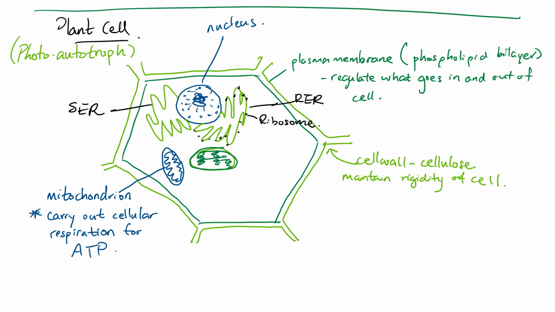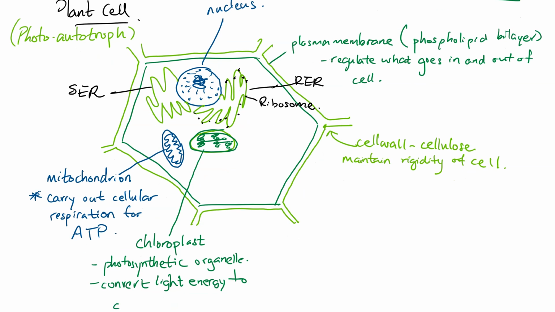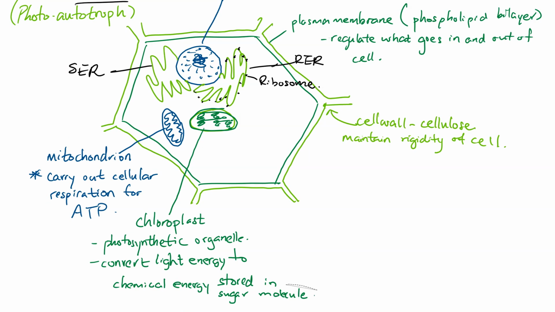And we'll go into detail on the structure of a chloroplast later. Chloroplast has a triple membrane, right? And it contains the pigment important for photosynthesis. So it is a photosynthetic organelle, and it can convert light energy to chemical energy stored in sugar molecules, glucose or starch, depending on your perspective.